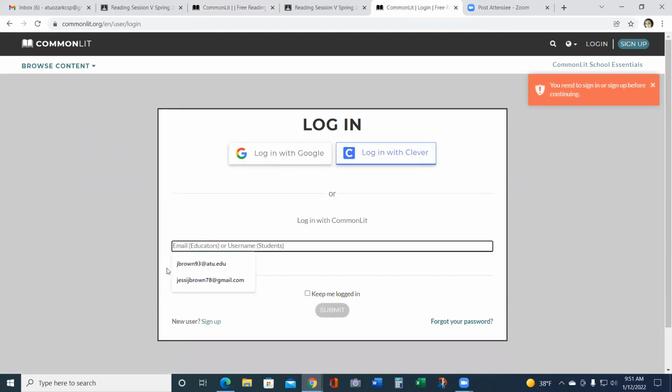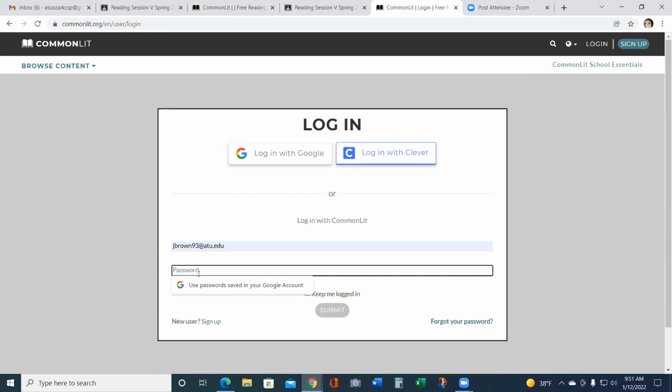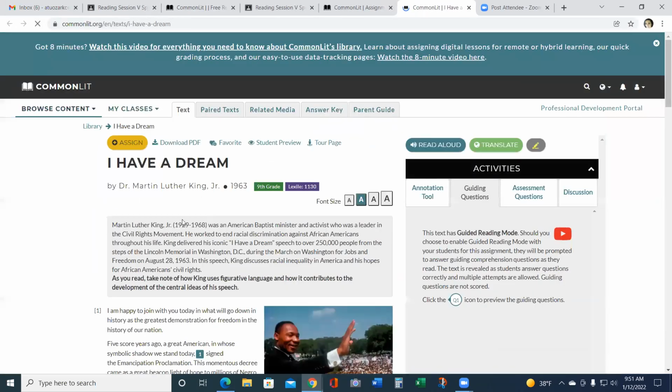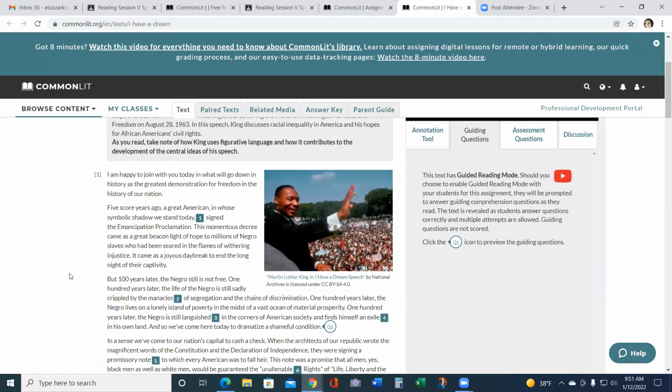And let me show you what one of these assignments look like. I'm going to type it in. I have way too many passwords, but I remembered it. Okay. So this is kind of what your assignment is going to look like. And it's basically just a little reading about Martin Luther King. I thought this would be fitting because Monday is Martin Luther King Day.